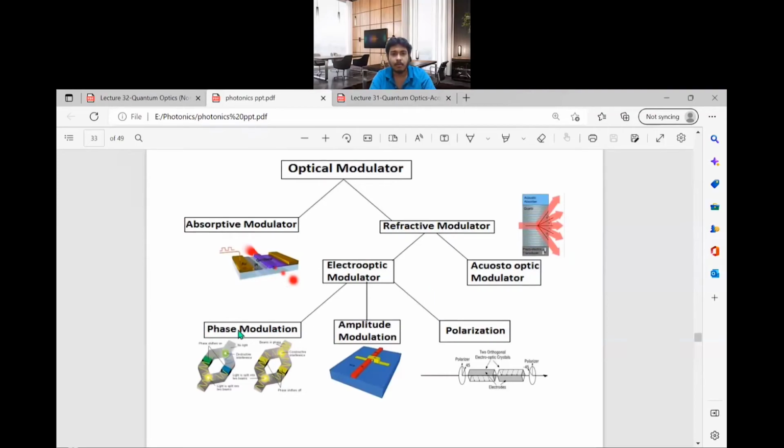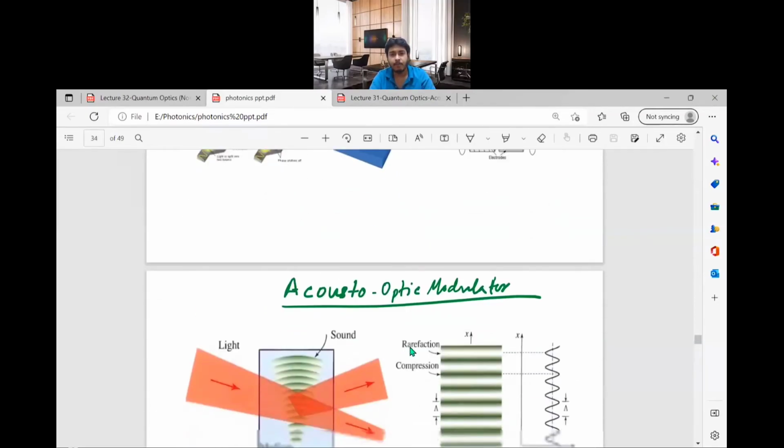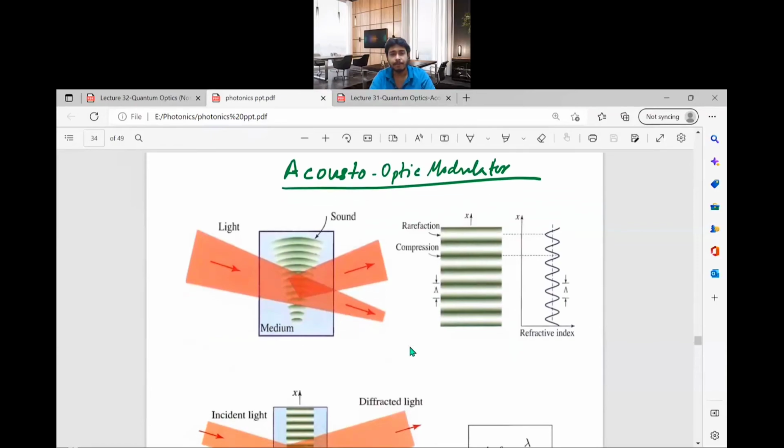The electro-optic modulator can be classified as a phase modulator, where you can change the phase; an amplitude modulator, where you can change the amplitude; and lastly, a polarization modulator, where you can change the polarization. You know that we have studied retarders. They are one kind of modulator because they can change the polarization. Here the Mach Zehnder is shown, which can be used to change the phase of the light. You get constructive and destructive interference at the output, so it can be used for phase modulation. We will first discuss the acoustic modulator.